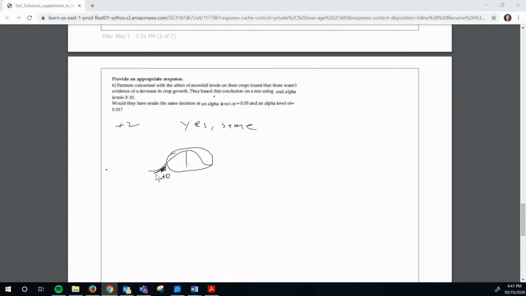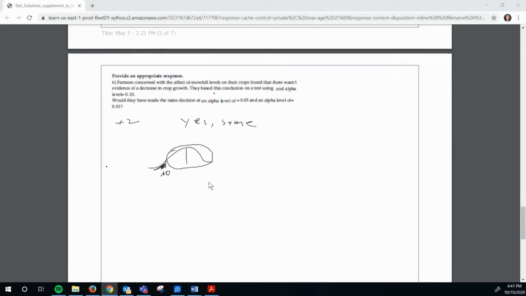So it asks, would they have made the same decision at 0.05 and at 0.01? Obviously, if they didn't reject at the 0.1 level, they would not reject at 0.05, and they would definitely not reject at 0.01. So they'd make exactly the same decision, not a statistically significant decrease. There's a whole bunch of examples like that in some of your old exams. Just the conceptual understanding of significance: when do we start saying that's a rare thing or not? I think that's it for that one.